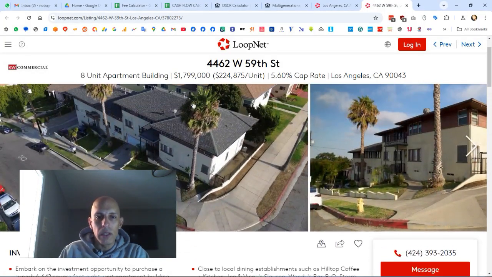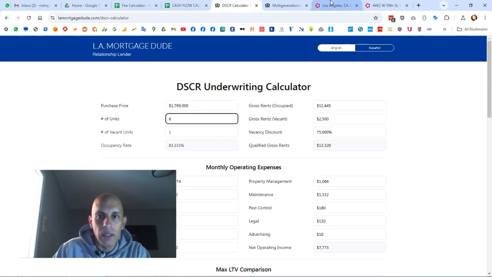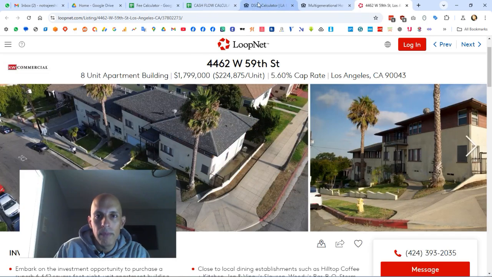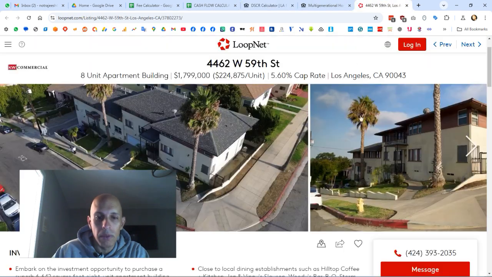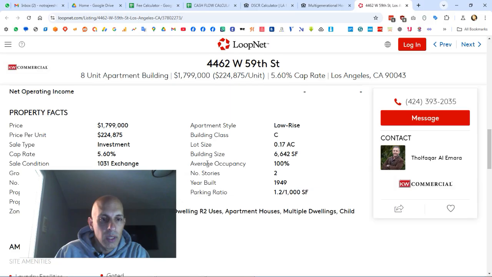So let's see what we can do for this building. We're going for a 1.8 million purchase price, 1,799,000, one more zero I believe, yep. And this is 8 units, okay. So 8 units, 0 vacancies. Well, I don't know how many vacancies it has. Let's see how many vacancies it has. Price per unit, 224,000. Average occupancy, 100%. It's a C-class building.